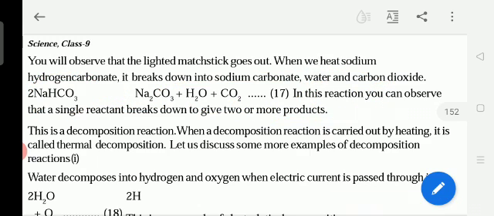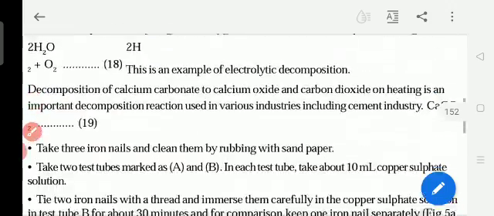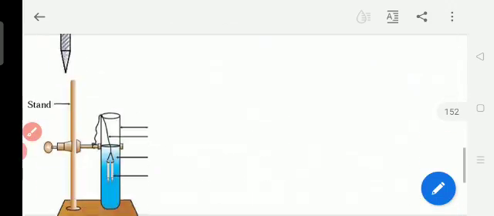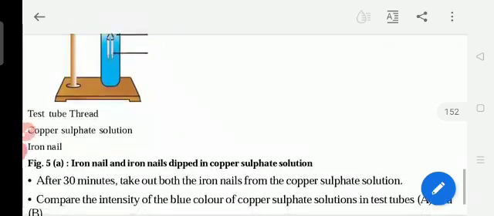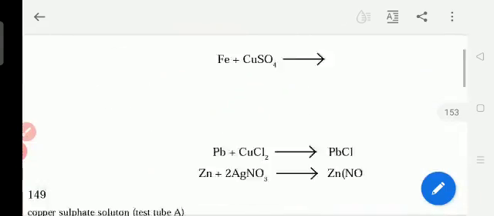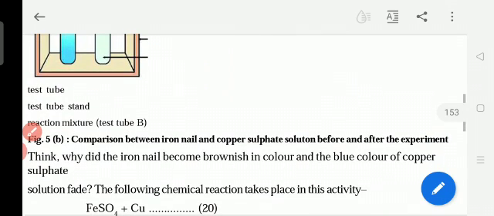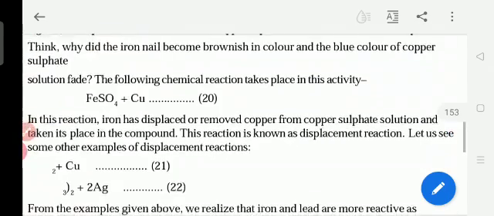okay, underline this point. This one and this one. This is the decomposition reaction definition. Understand? So here we see about the displacement reaction. Displacement reaction means what? This displacement reaction you will do in the practical. Okay, so here in one test tube we are taking the copper solution, another test tube another solution we are taking. Okay, so here what we have to do means displacement reaction.